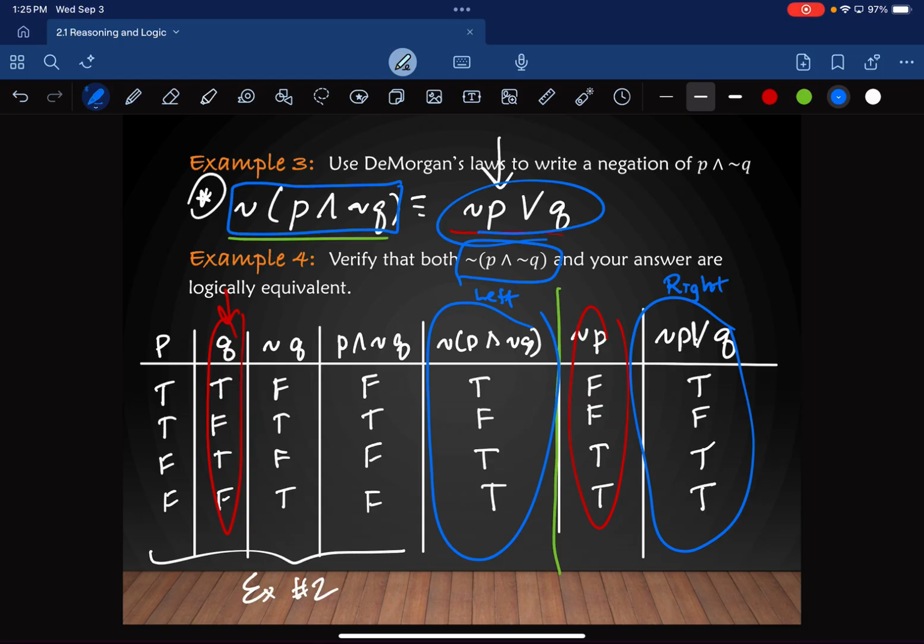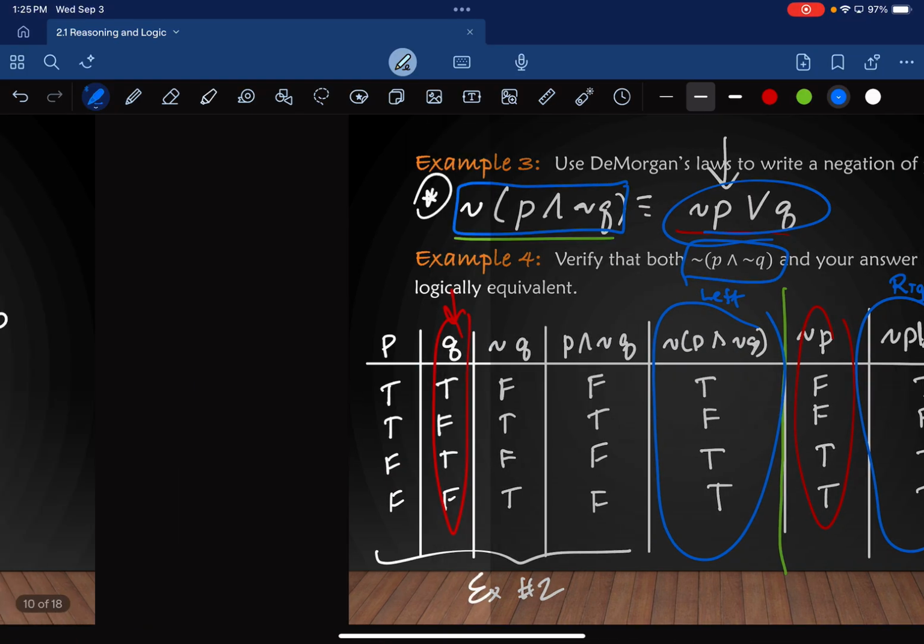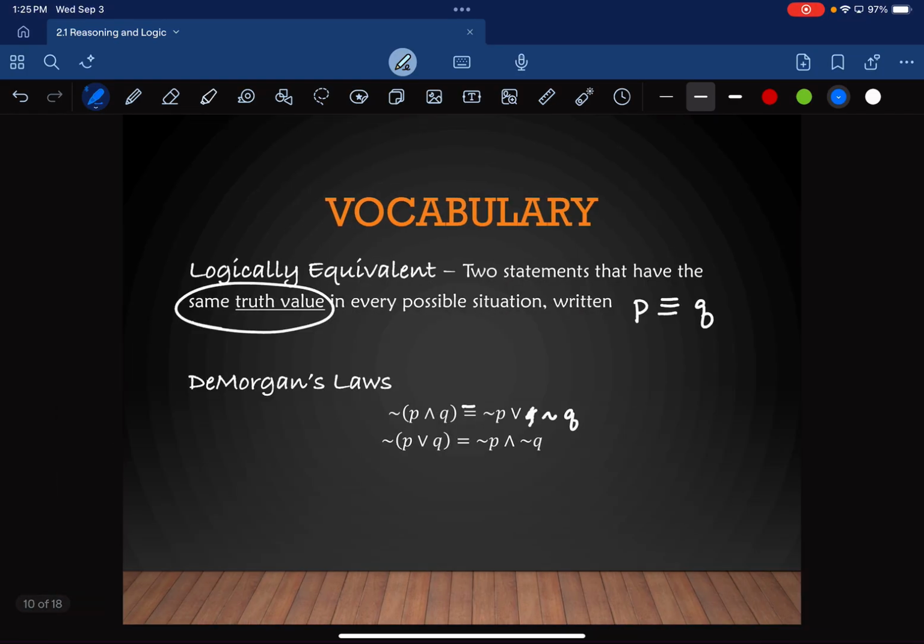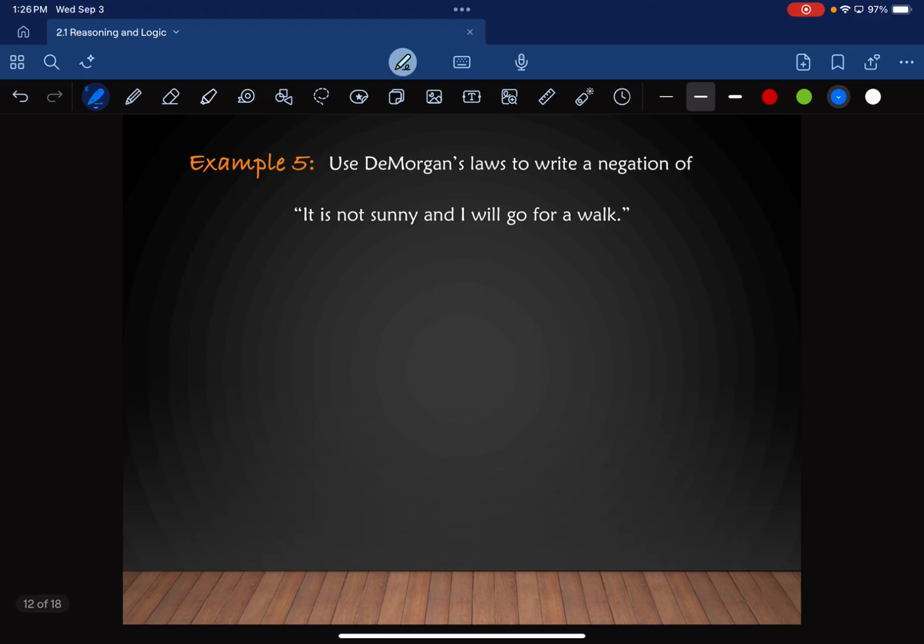And what do you notice about the columns? They're the same. They're exactly the same. And that's what it said over here needed to happen. They need to be the same truth value in every possible situation. Another way of saying that is that the columns that represent them have the same true-false arrangement, exactly the same order and so forth, as you look down them in the truth table. Okay, that's verifying that that actually worked.